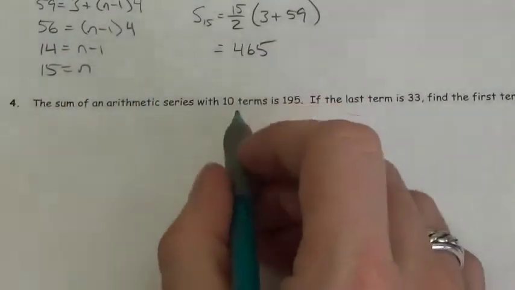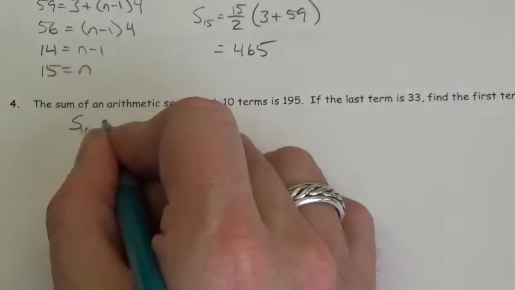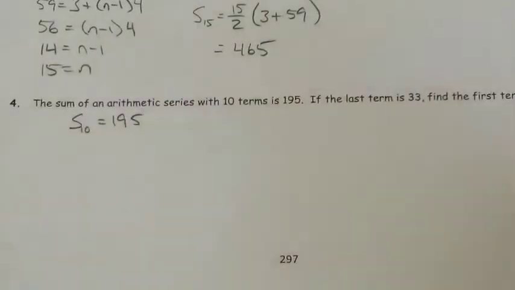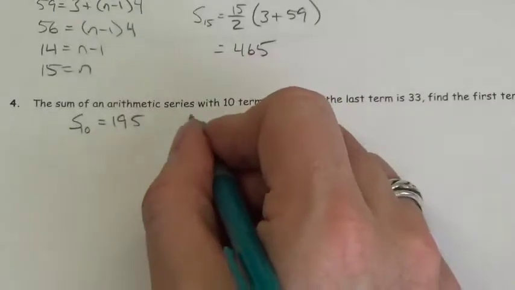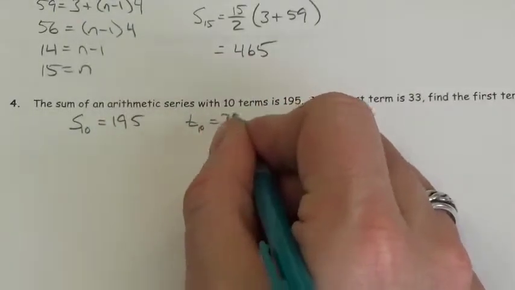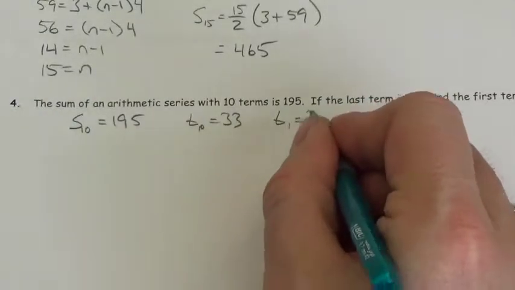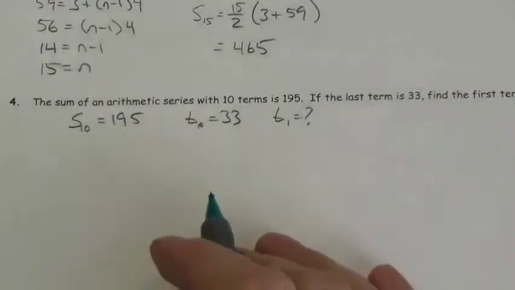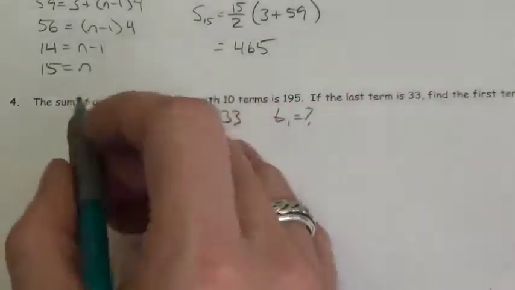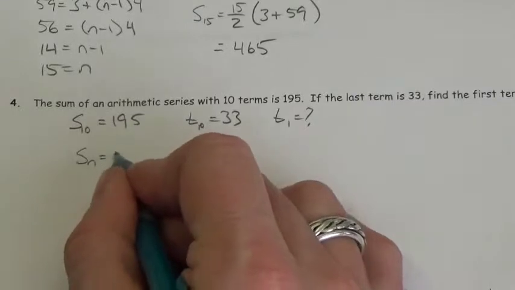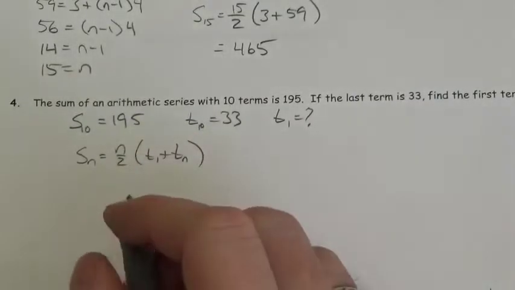It says the sum of an arithmetic sequence with 10 terms is 195. So I'm telling you that S10 is equal to 195. If the last term is 33, so that means the 10th term is 33, we are looking for the first term. Well, if I think back on my two equations, I do have an equation for the sum that requires me to use the first and last terms. It's this one right here.